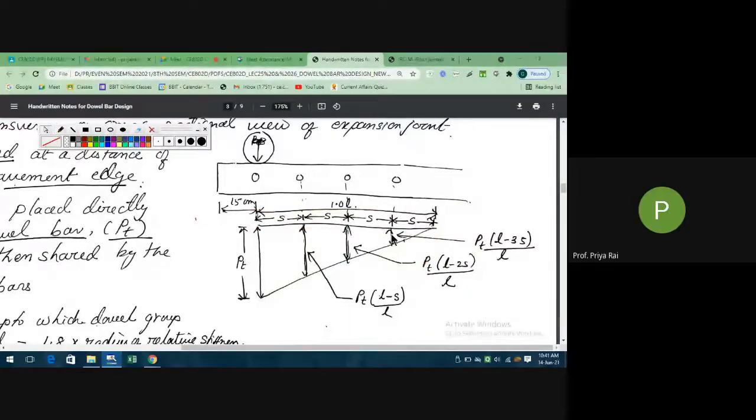So similarly, PT4 will be how much? PT into L minus, how many distances we have to subtract? 1, 2, 3, okay, for this small triangle. You see, PT into L minus 3S by L, okay, clear? So this was your PT1, this was your PT2, this was your PT3, this was your PT4, and we know that PT1 plus PT2 plus PT3 plus PT4 equals 40% of P, which is the wheel load, okay?